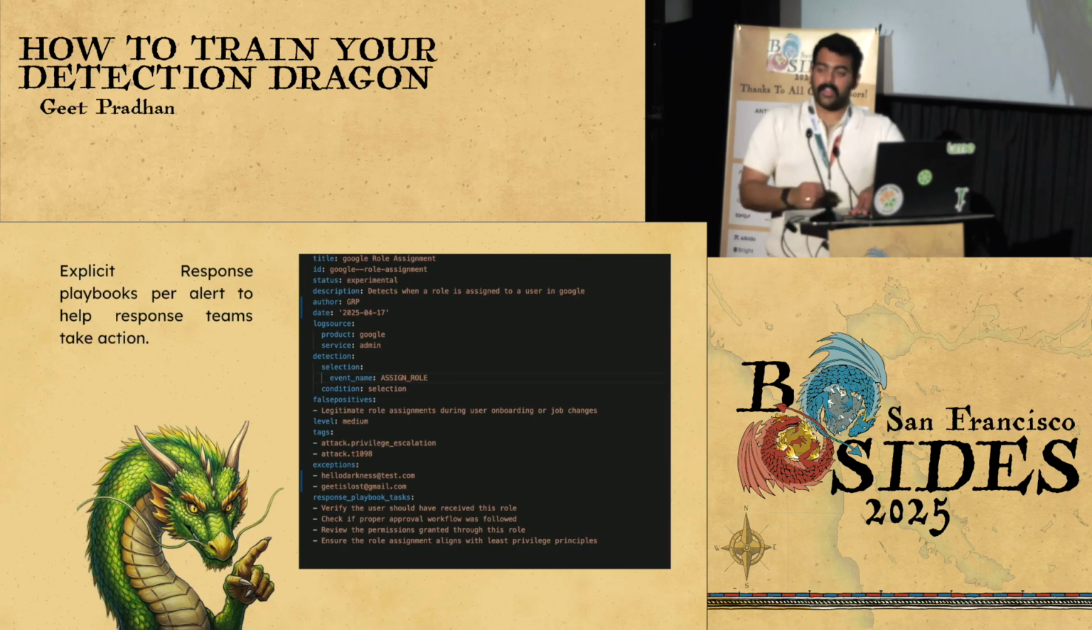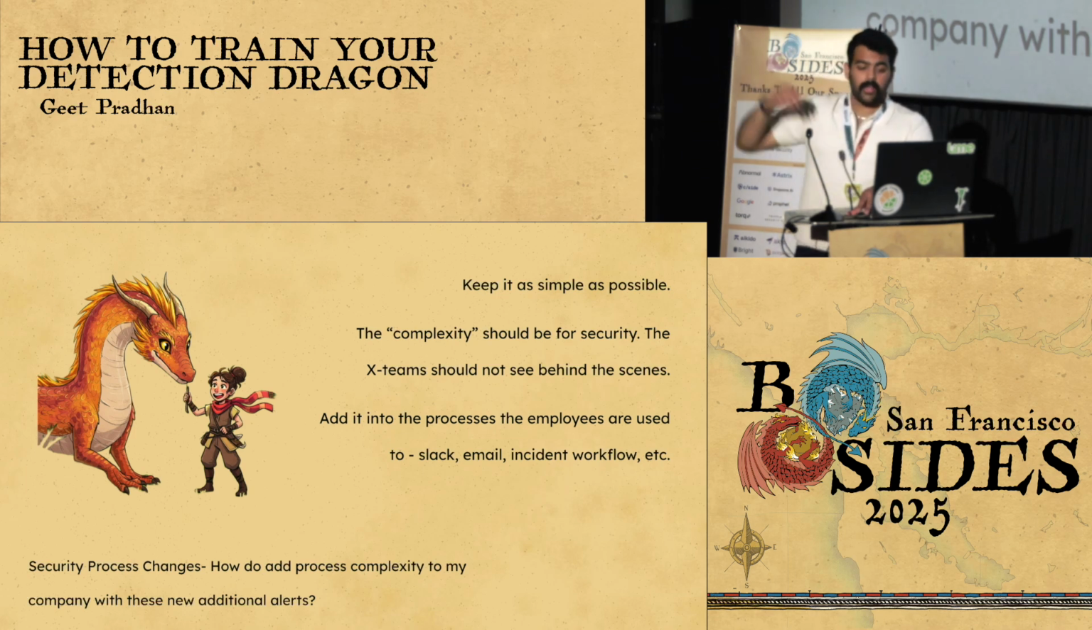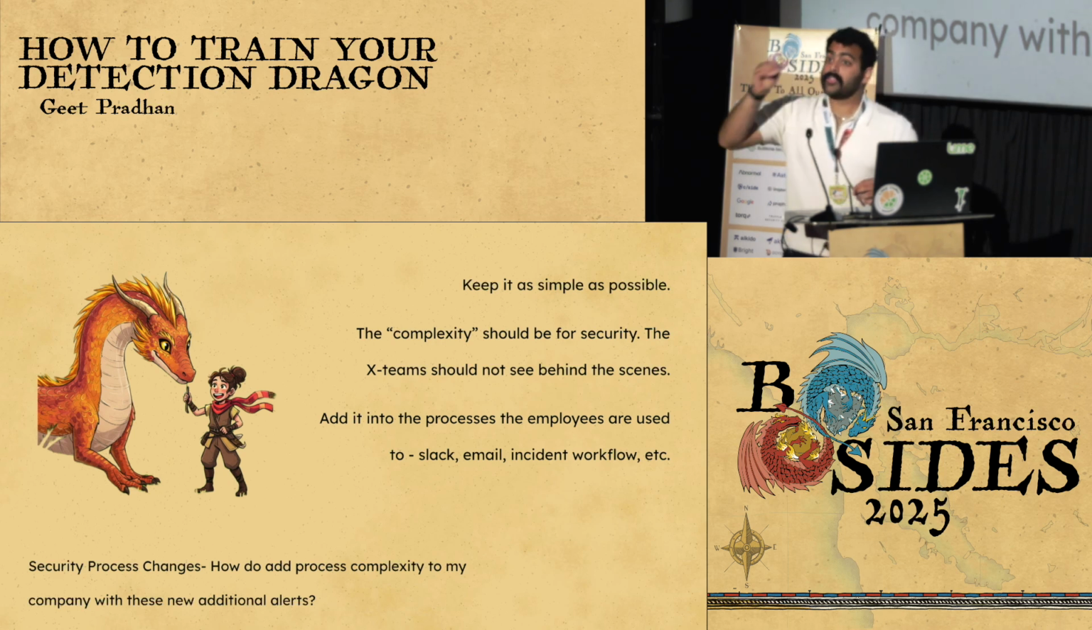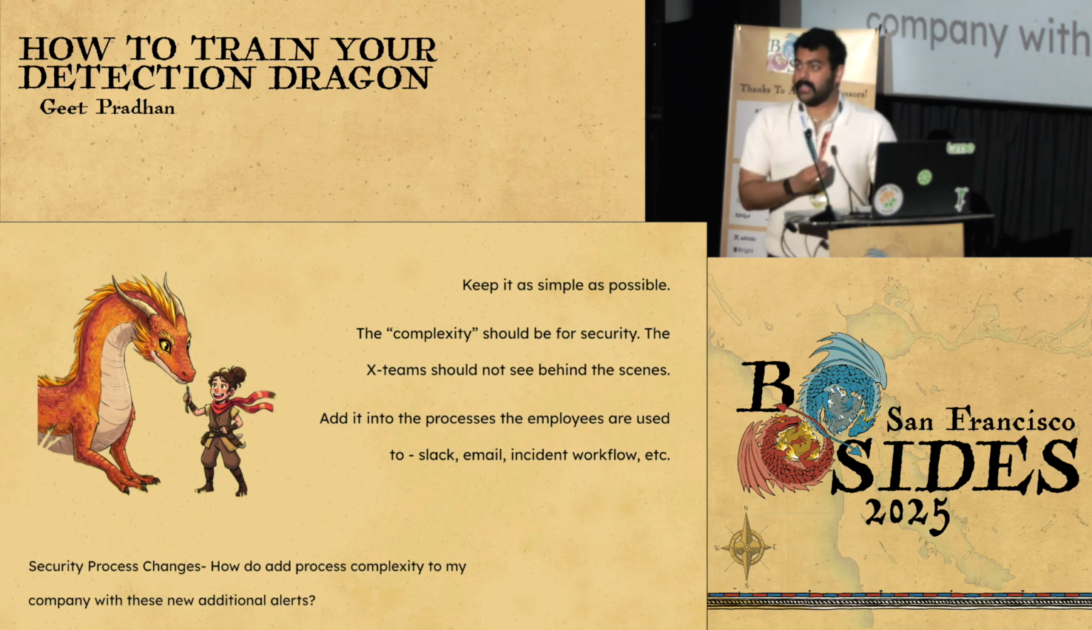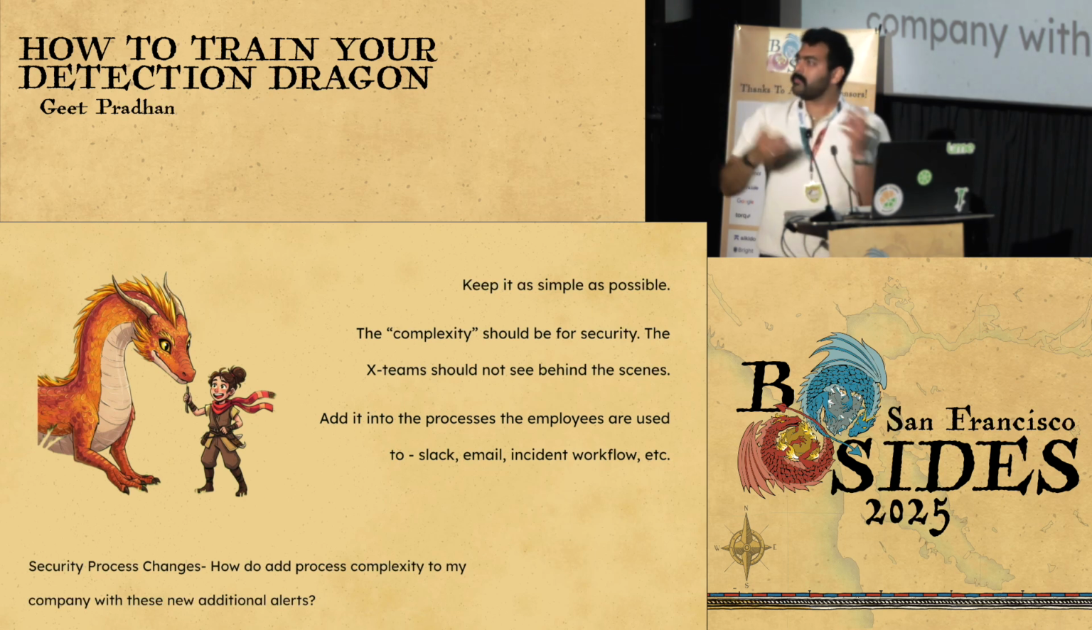Now, in this case, another example of the response steps just being at the end of the detection alert. Now, how do I add process complexity, right? Keep it as simple as possible for everyone else. Add the complexity for security, right? And the easiest thing to do is add whatever complexity you want to standard processes. Make sure the employees are used to what they're going to be seeing. Slack, they're used to Slack. Don't have them respond on a SIEM. Don't create another account for them. Let them respond on Slack.